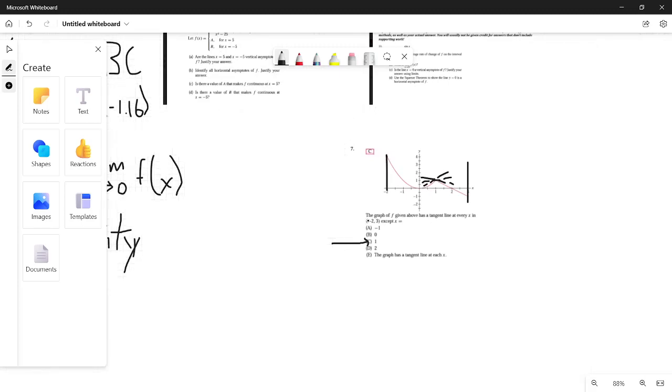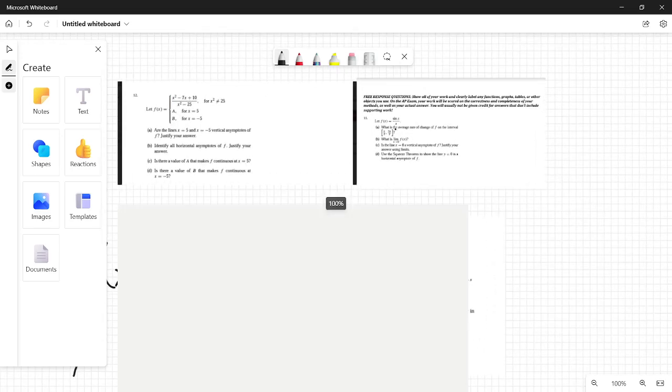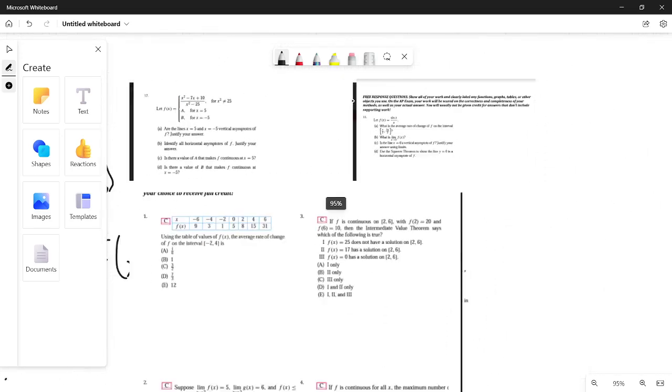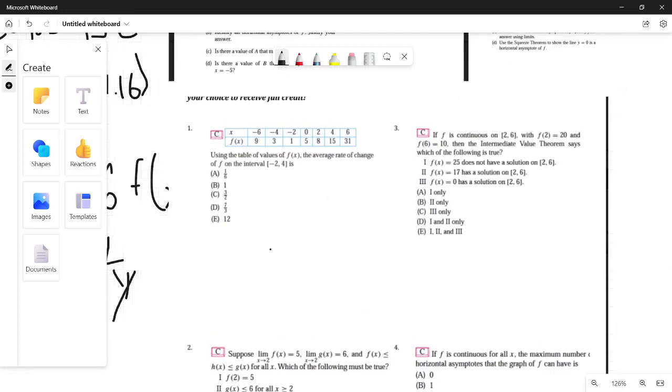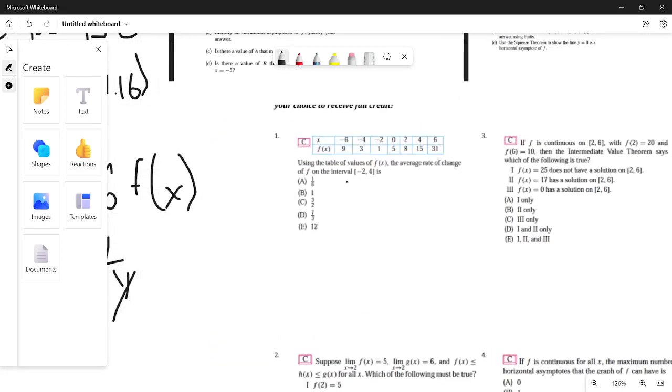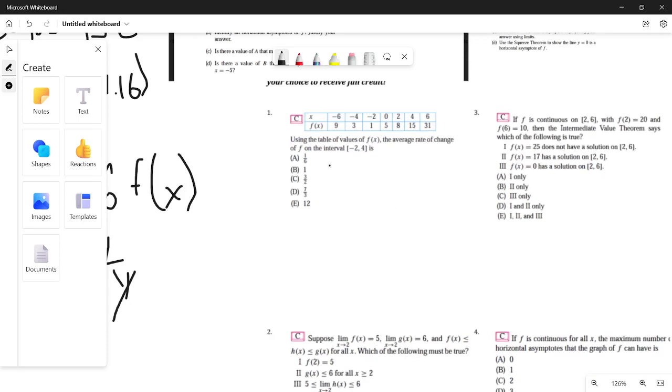Alright, bring in 1 through 4. What are the ones above you, Jacob? This is the FRQ we just went over. This is another FRQ if you want me to. Is this the calculator section? Yes, this is the calculator section.